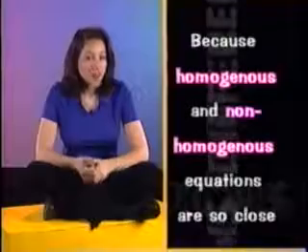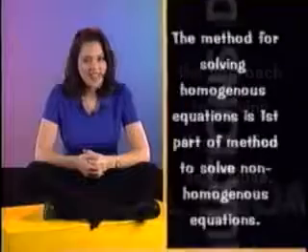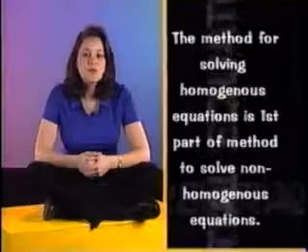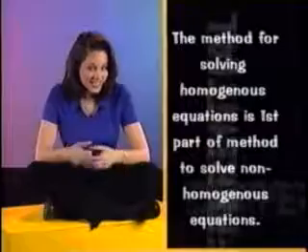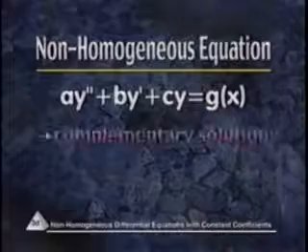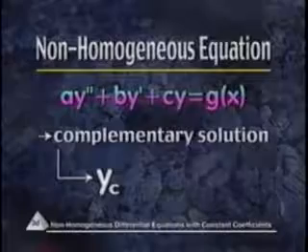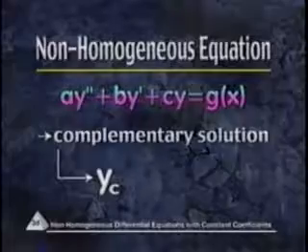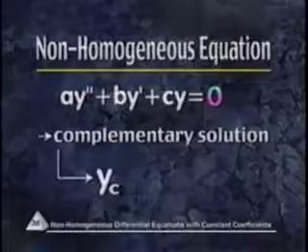Because homogeneous and non-homogeneous equations are so close, the approach to solving them is also very close. Actually, the method we used for solving a homogeneous equation in the last section is the first part of the method we'll use here to solve non-homogeneous equations. Didn't we tell you this stuff all builds on itself? The complete solution of a non-homogeneous equation has two pieces. There is a complementary solution, y sub c, which is the solution of the corresponding homogeneous differential equation. In other words, we take our non-homogeneous equation and make it homogeneous by dropping the function g of x on the right side and sticking 0 in its place.